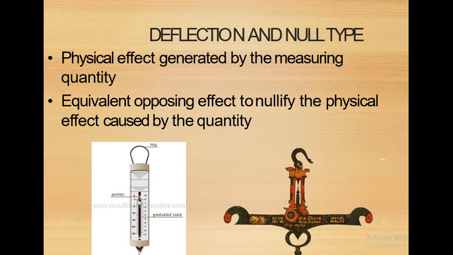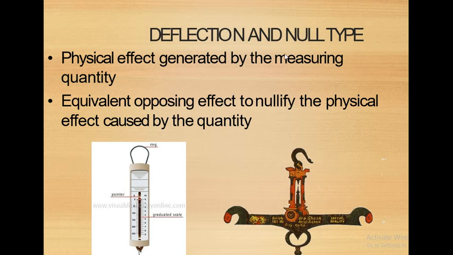If you see this pointer, and suppose the weight is 5 kg, there is a hook, and to this hook you will attach your weight and the pointer will move like this, based upon that particular weight. So this is the physical effect generated by the measured quantity. This type of instrument is called a deflection type of instrument.